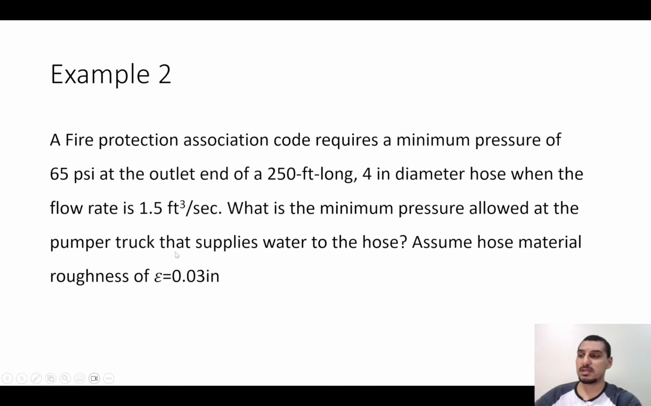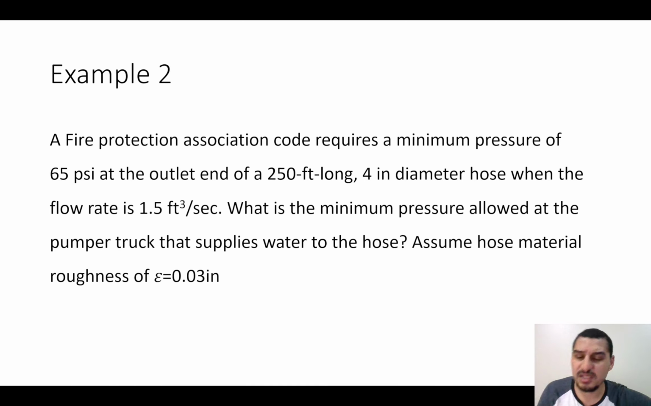So there is a pump in the truck, and it pushes water out. So after the pump, the pump is not going to be part of the Bernoulli equation. After the pump, what is the needed pressure so that the outer pressure is 65 psi as required by the code, and we know the roughness is 0.03 inches. So it's very similar to the previous problem. Even we know the roughness as a given information in the problem statement. We don't need to find it from the table.